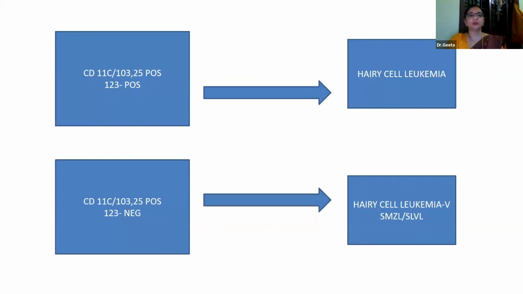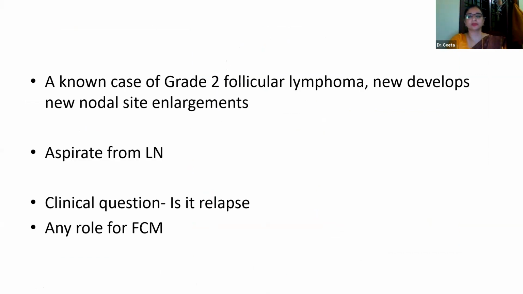So the differential on morphology was hairy cell leukemia or hairy cell leukemia variant. So in view of the CD123 negative picture, we thought it would be in favor of hairy cell variant or SMZL or SLVL, which is splenic marginal zone lymphoma or splenic lymphoma with villous lymphocytes.